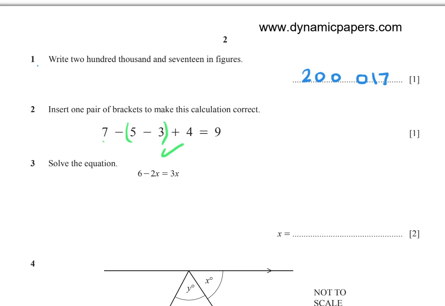Number 3. Solve the equation 6 minus 2x equal 3x. Transpose negative 2x to the other side as positive. So 6 equals 3x plus 2x, so 5x. Then divide by 5, divide by 5. So x equals 6 over 5, or 1.2.